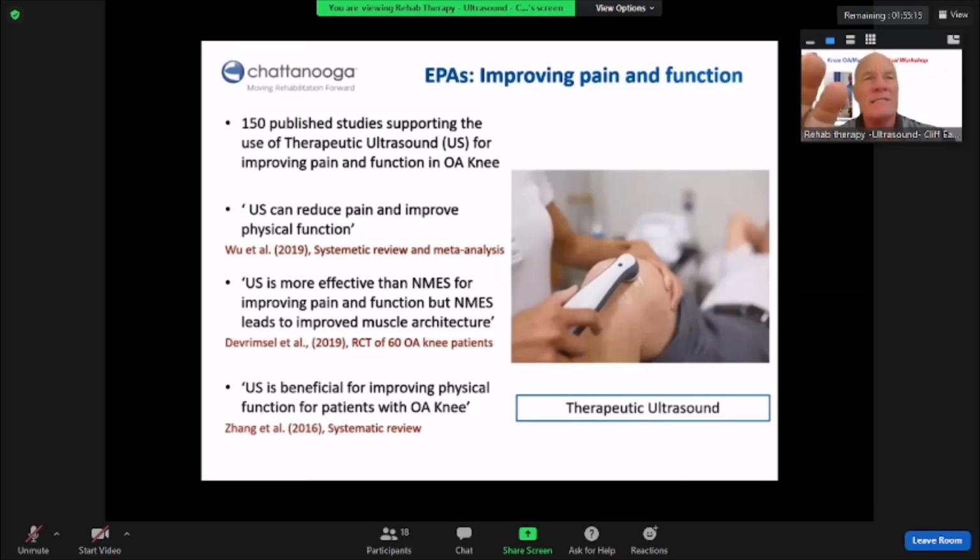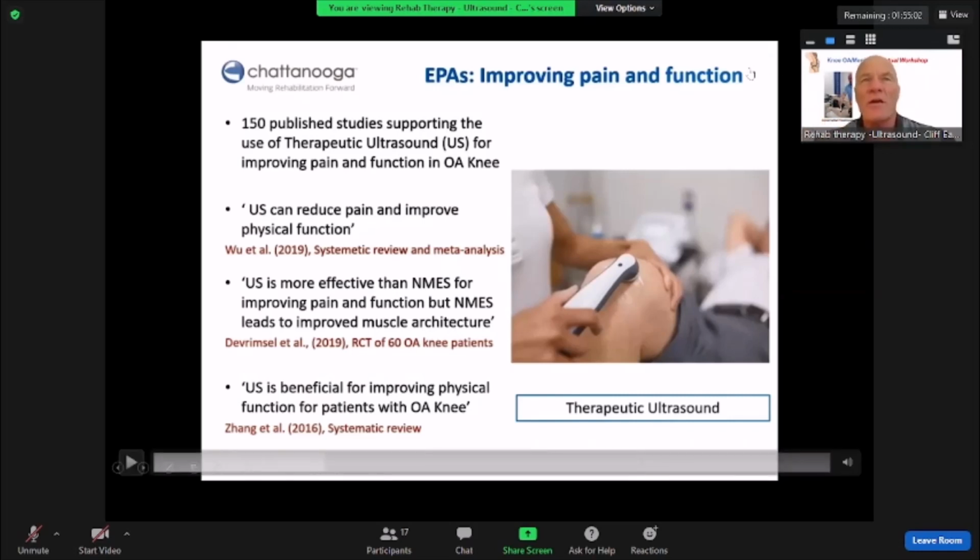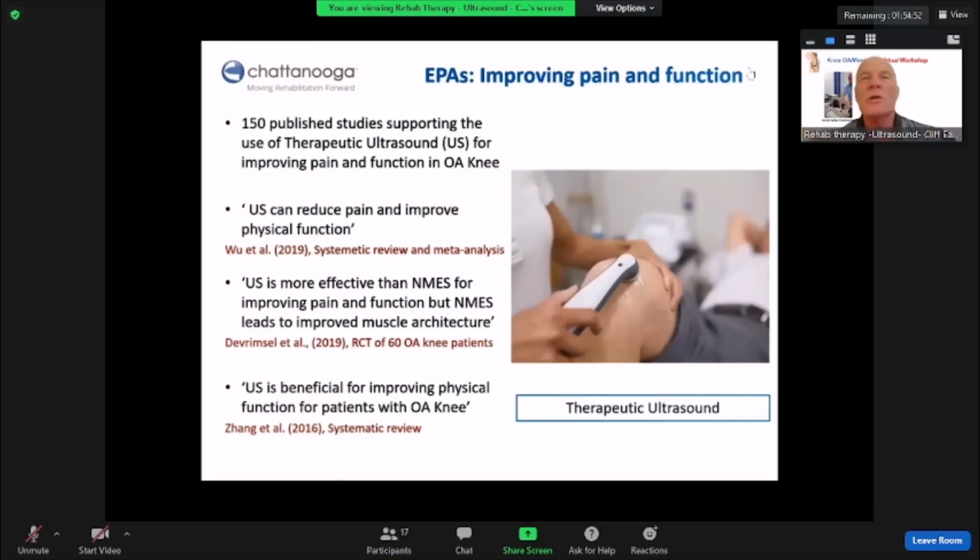Now, if I go back to De Vrinsel et al. 2019, they applied ultrasound for 15 sessions over 3 weeks. That's 5 sessions per week, at 1 watt per centimeter squared for 5 minutes, using a 5 centimeter diameter probe. In Zhang et al. 2014, they compared pulse ultrasound to continuous ultrasound and found that pulse ultrasound was more effective for pain and function compared to continuous ultrasound, which only showed improvements in pain.